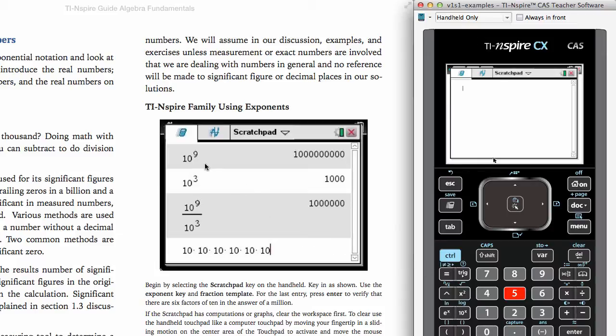Now at this point we can do exactly what's shown over here. So we can put in 10. We want to raise it to an exponent power, so we're going to use the caret. Raise it to the 9th power and press enter. Then to show 10 to the 3rd, we're going to put in 10. Raise it to the 3rd power, press enter.